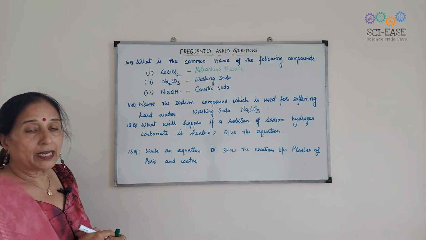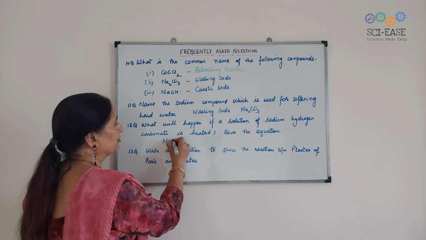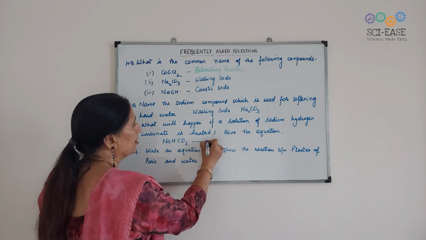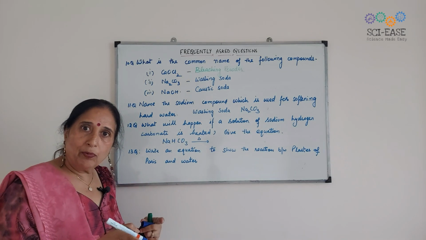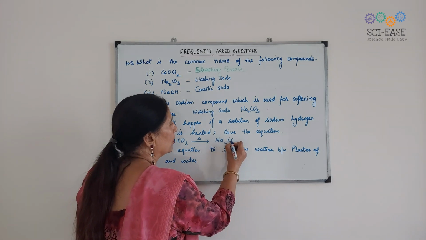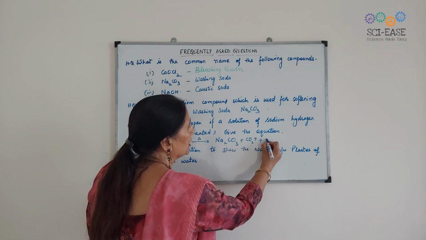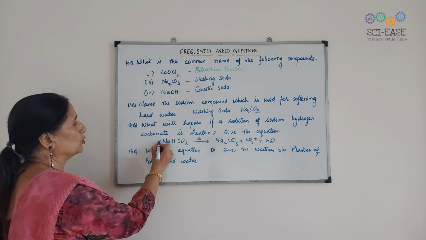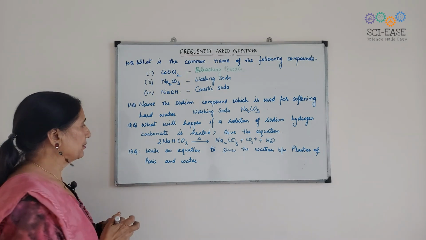Now next question is, what will happen if sodium hydrogen carbonate is heated? Give the equation, and the equation should be balanced. So what is the formula of sodium hydrogen carbonate? It is NaHCO3. When we heat it, what will be the result? Sodium carbonate, carbon dioxide and water will be formed. Carbon dioxide is a gas. The equation is not balanced, so we are to balance it. Write 2 in front of NaHCO3.